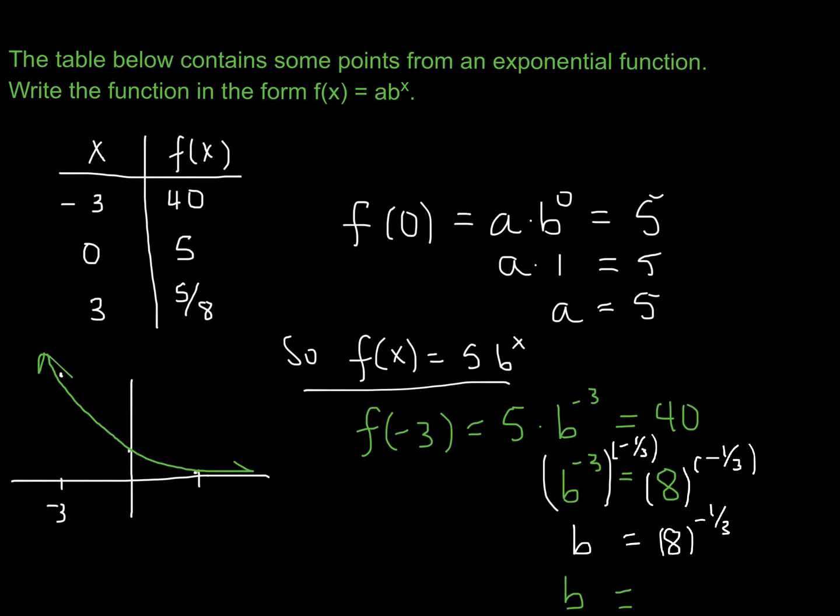8 to the negative 1/3, I'll show the work over here. So 8 to the negative 1/3, since it's a negative exponent, it's 1 over 8 to the 1/3 power. Well, what's 8 to the 1/3 power? 8 to the 1/3 power is the cube root of 8. So it's 1 over the cube root of 8. What's the cube root of 8? Well, the cube root of 8 is 2, so I have 1 over 2. And so b is equivalent to 1/2.